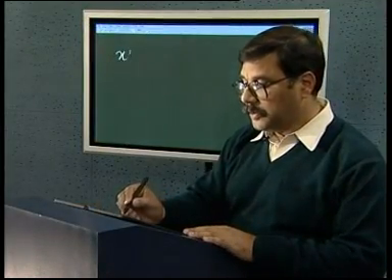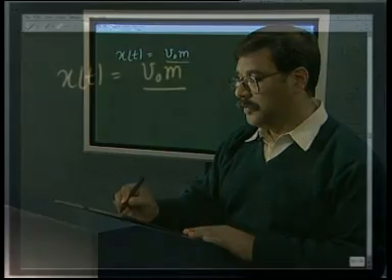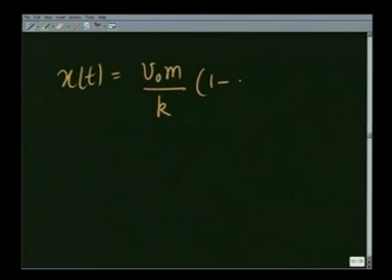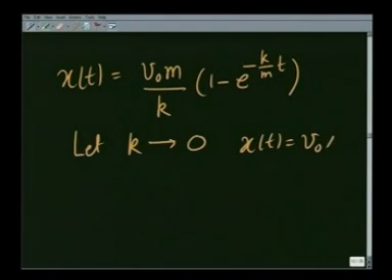So let us look at this expression once more, which is v0 m over k times (1 minus e raised to minus k over m t), and ask if this is the correct answer. One way to check this is to let k go to 0, and I should get my familiar x(t) equals v0 t. But if I substitute k equals 0 directly here, I get an answer like 0 over 0.